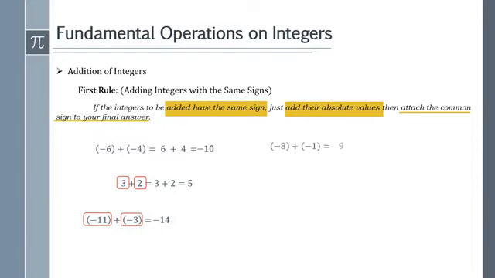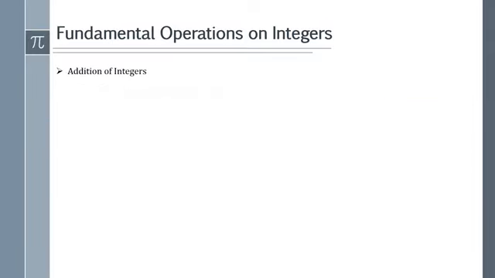So, with this, another example. You have negative 8 plus negative 1. Add their absolute values, 8 plus 1, that is equal to 9. Right? Then, attach the common sign. What is the common sign of negative 1 and negative 8? Negative, right? Then, you attach negative. So, negative 8 plus negative 1 is equal to negative 9. Okay? Next, 5 plus 8, that is equal to 13. So, that was the first rule, class, in adding integers with the same sign.